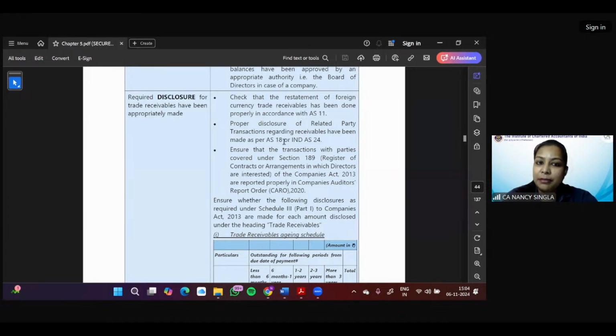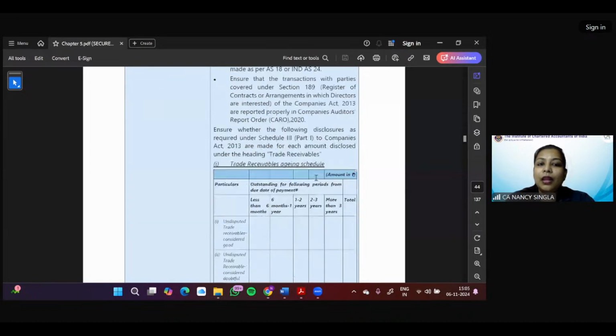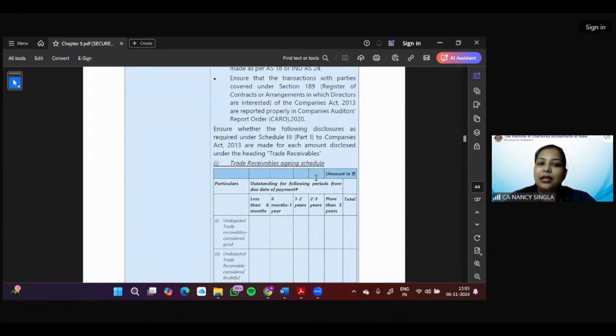Then with respect to related party, AS 18 will come into your mind. So whether proper disclosure as required by AS 18 for the related party transaction has been done. Then with respect to the transaction with parties covered under section 189, that is the register of contracts or arrangements in which directors are interested, whether the same has been reported as required by CARO 2020. Now, our language remains the same: ensure whether the disclosures as required by Schedule 3, Part 1 to the Companies Act have been made with respect to trade receivables.